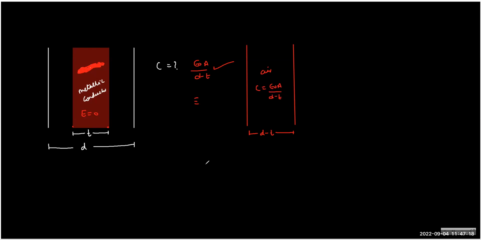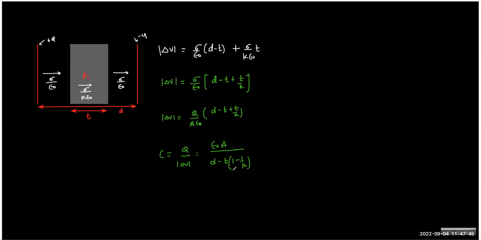Also, you can remember that for metallic conductors, K tends to infinity for the obvious reason. The field is sigma by K epsilon naught, but this is zero. So even in this formula, if you put K tends to infinity, we get the same answer. You can check, isn't it?